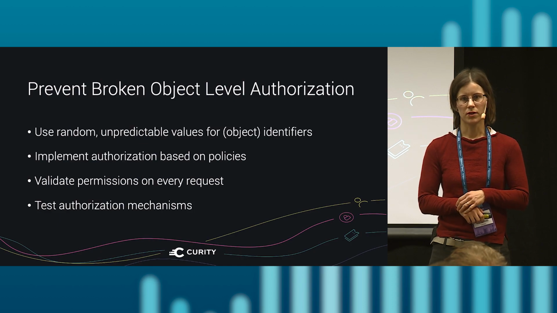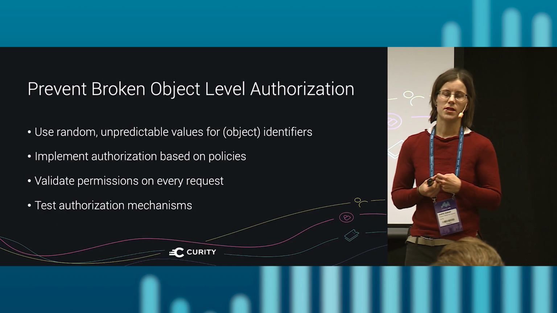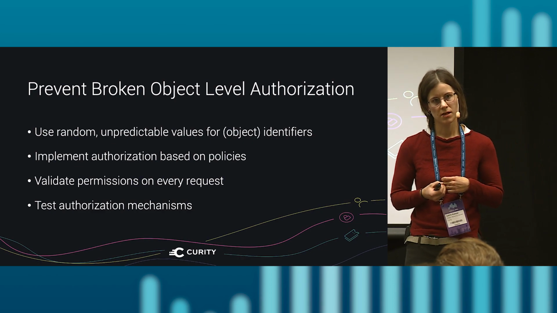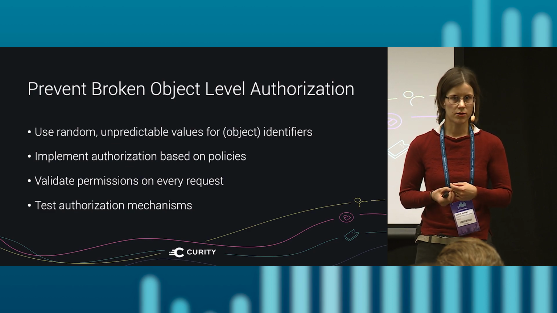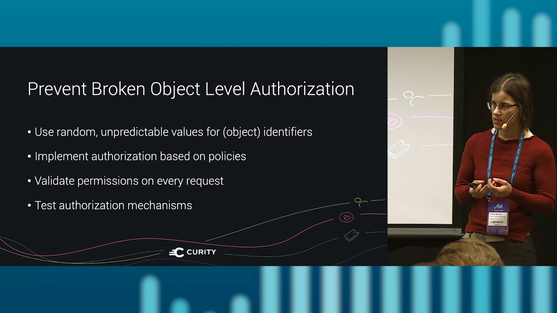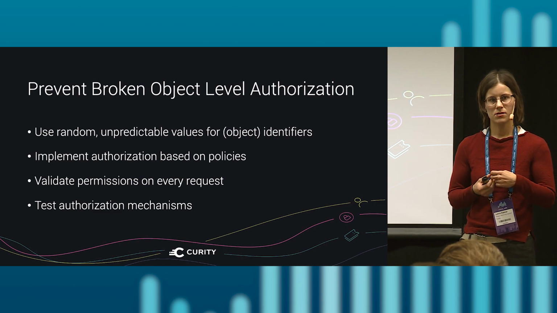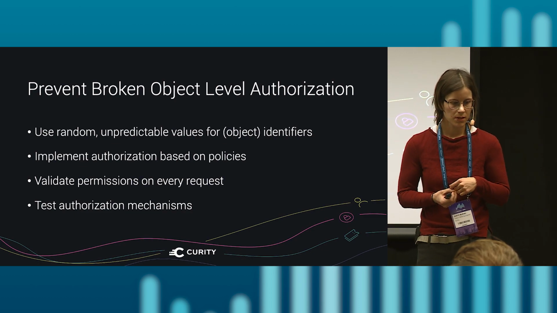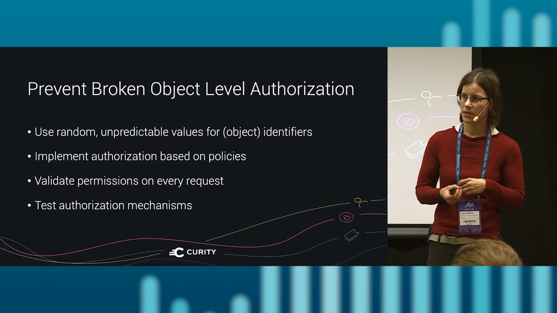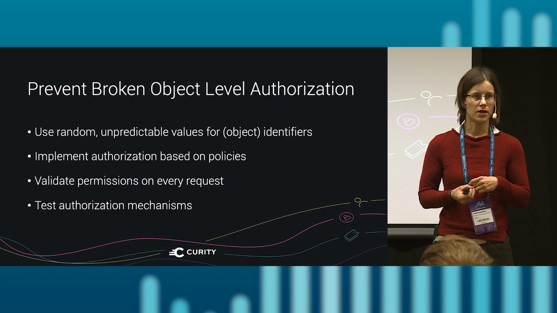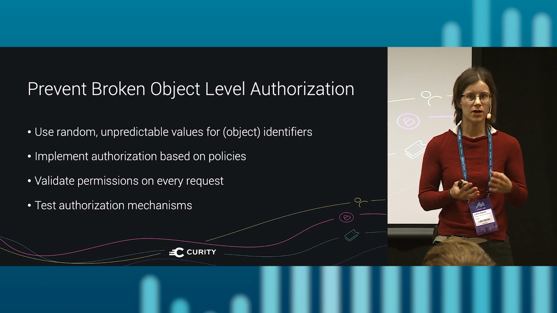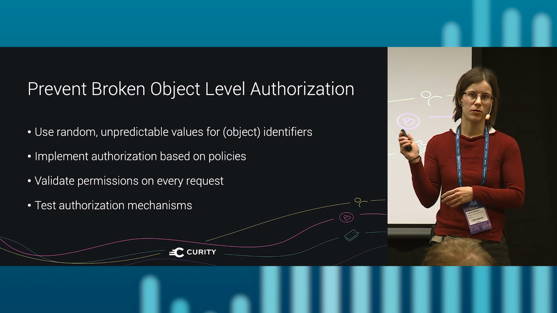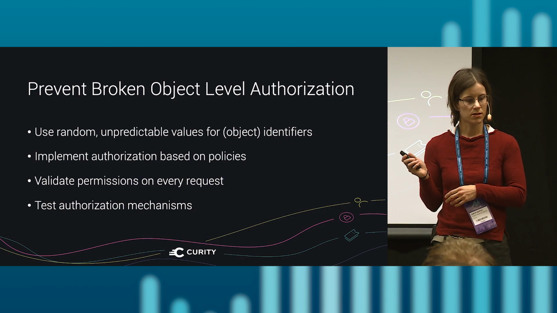How do you prevent broken object level authorization? Well, OWASP says that you should use random and unpredictable values for object identifiers. And this makes it for sure harder or impossible for attackers to guess valid object IDs, but it doesn't solve the underlying problem. It doesn't prevent or fix the flaws in the authorization mechanisms. So to fix or prevent that, you should define policies. So there should be rules that define who is allowed to do what under which circumstances. And you should implement the authorization based on those policies.